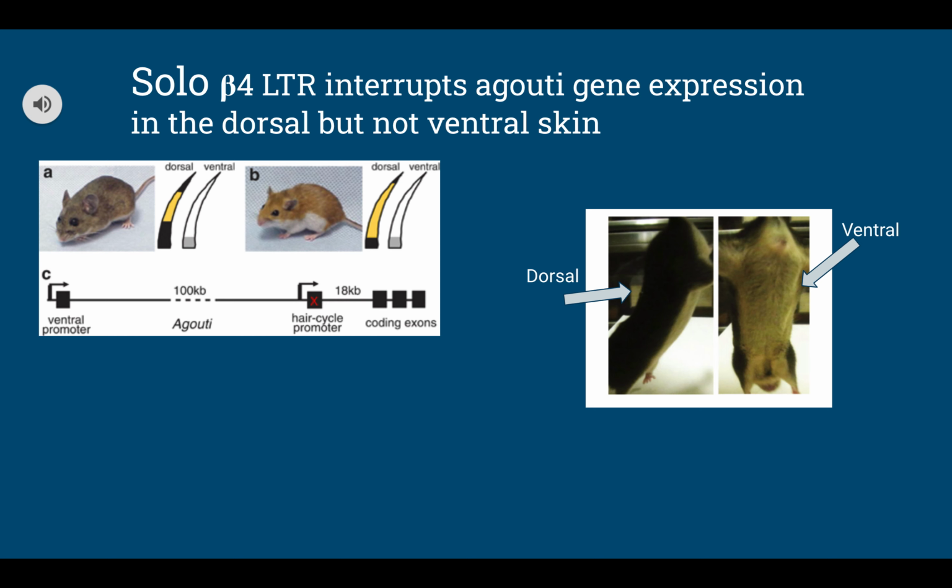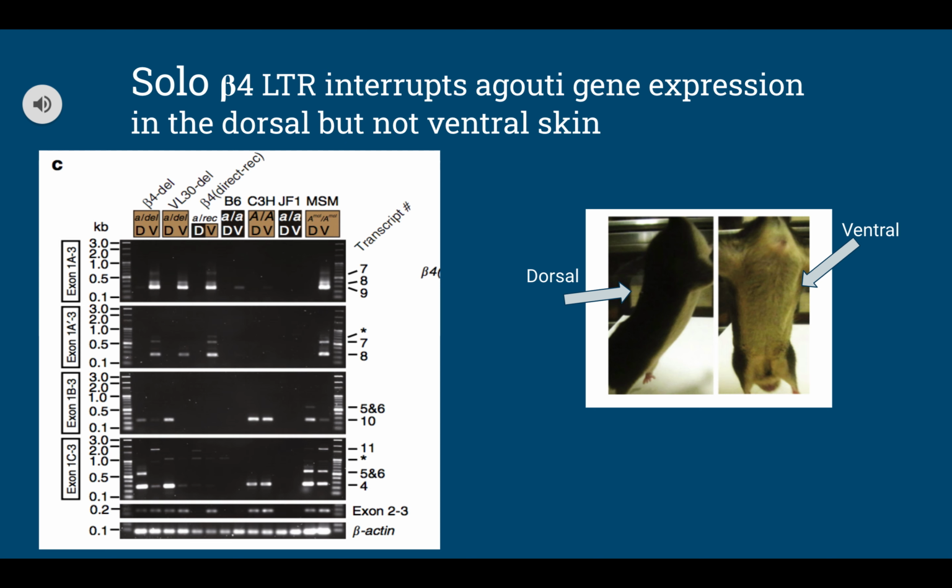sequence was deleted. However, they found that in the wild-type alleles, there was still a single long-terminal repeat of beta-4 in VL30, so they made the hypothesis that this long-terminal repeat was integral to the black and tan coat phenotype expression. A beta-4 allele called beta-4 direct recombination was created that still had the beta-4 long-terminal repeat, and the results showed mice that had yellow coat color on the ventral side but not on the dorsal hairs.